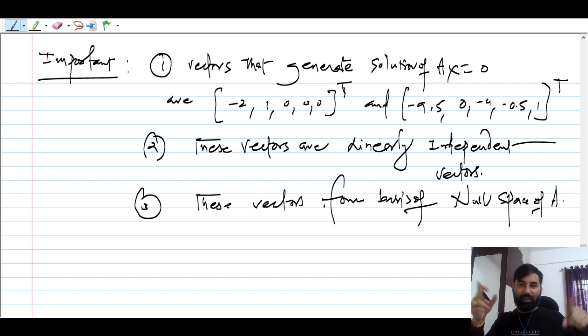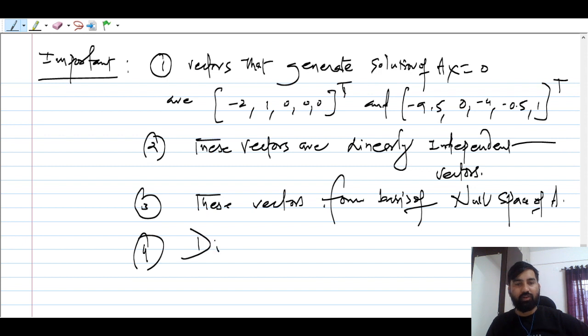So you can put them in a set, and you have to understand that if you take these vectors and put them back into the equation, they will create the null space. That is very important. And the dimension of the null space is going to be 2. You can talk about the dimension of this. So the dimension of the null space is 2.